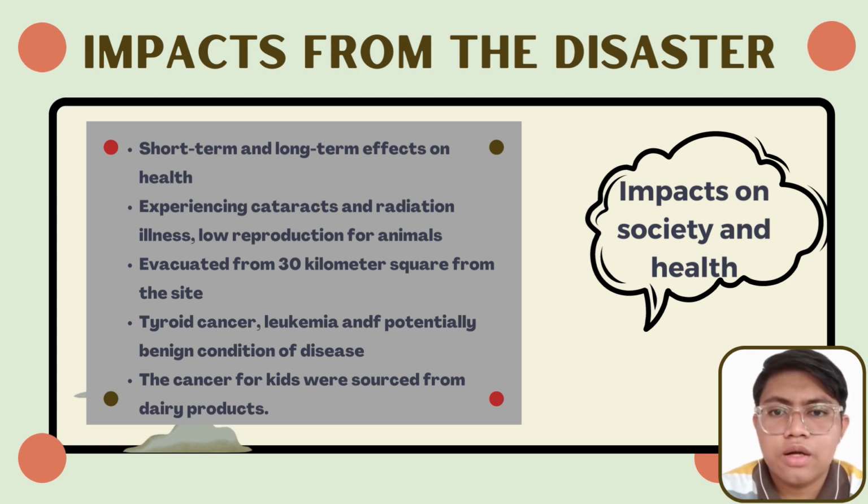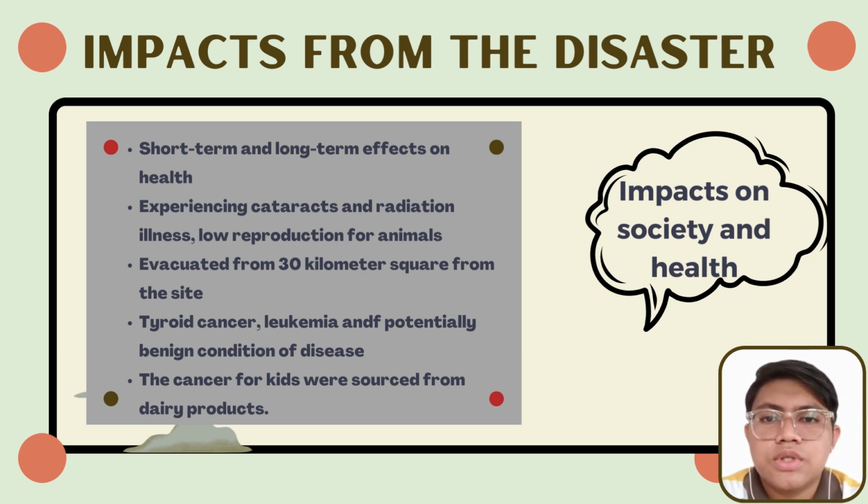On the other hand, for the impacts to society and health, the evacuation happened immediately after the tragedy, from a 30 kilometer zone of Chernobyl, and Chernobyl today is still inhabited by humans. There were two terms that appeared from the disaster affecting health. For the short term, the people were experiencing cataracts and radiation illness from the exposure to radiation. In the first 3 months, 28 workers passed away from the radiation illness.